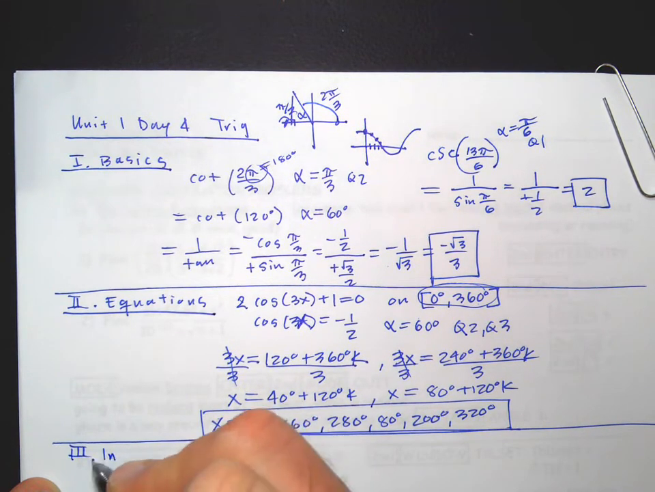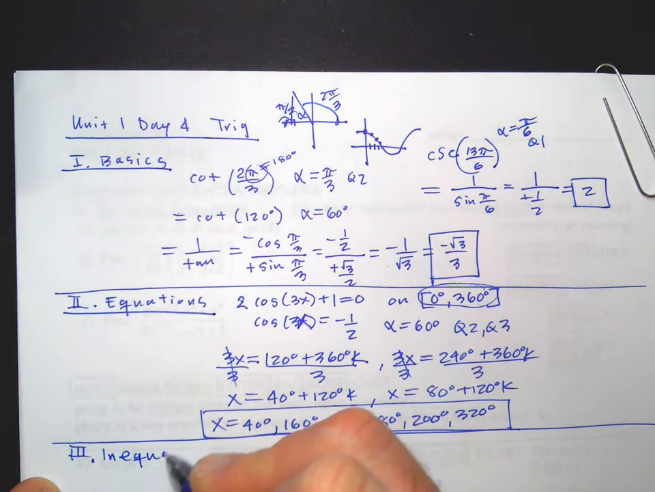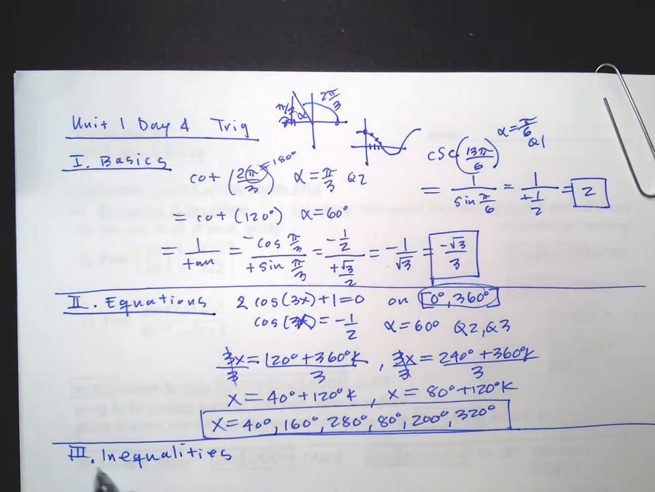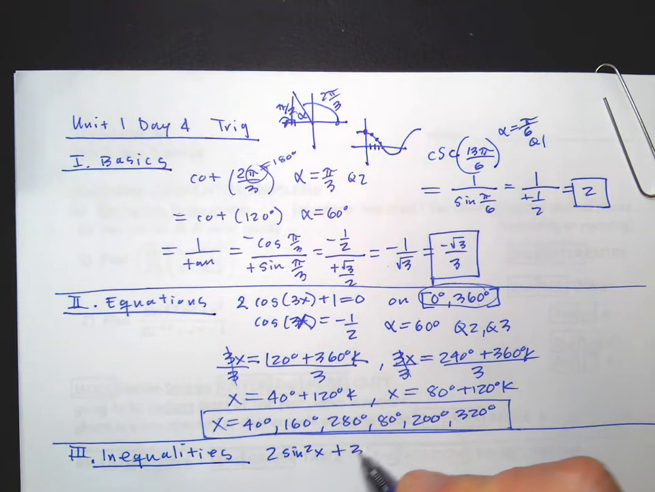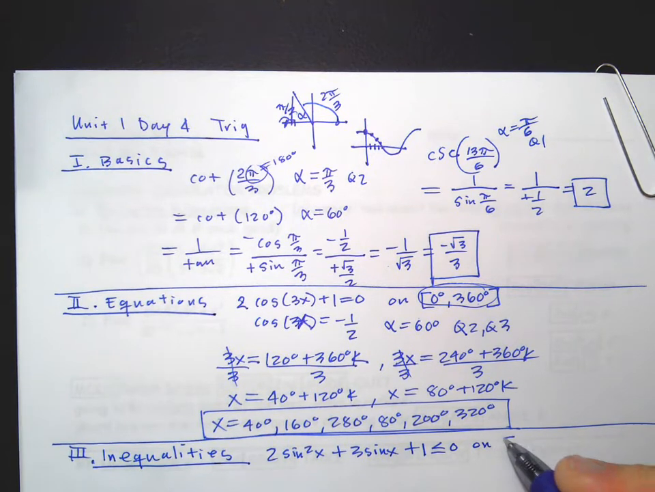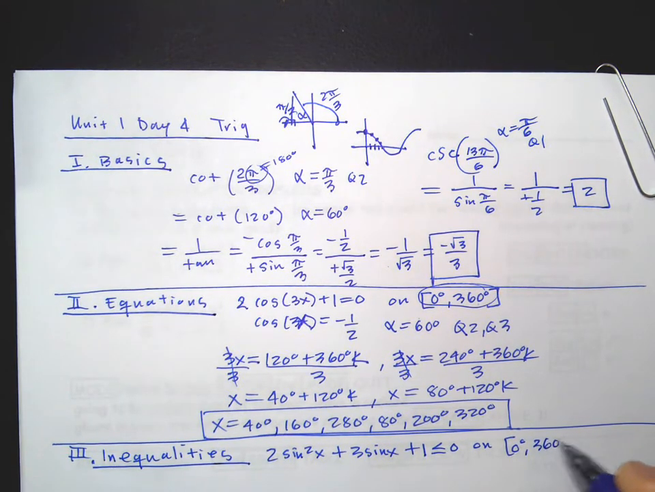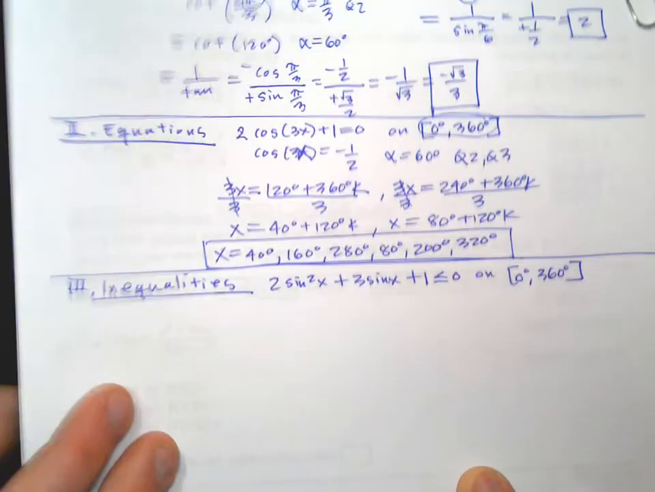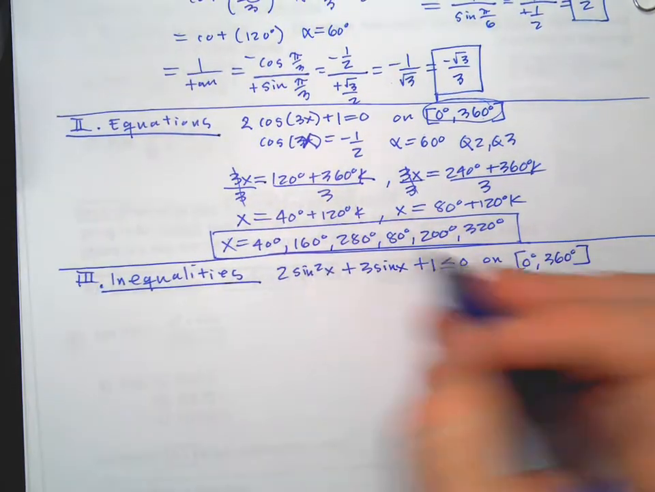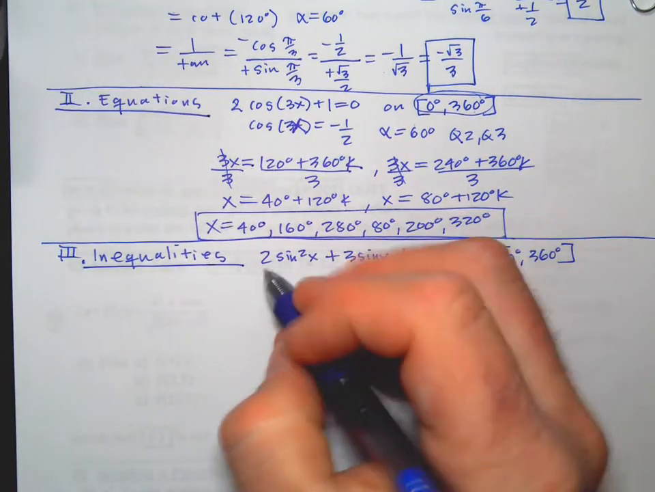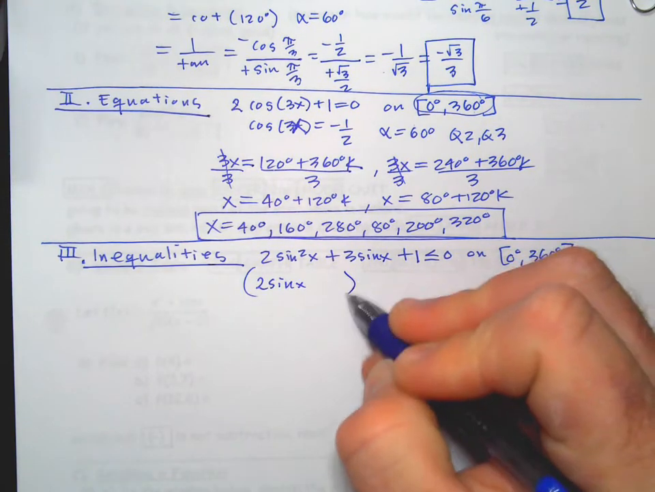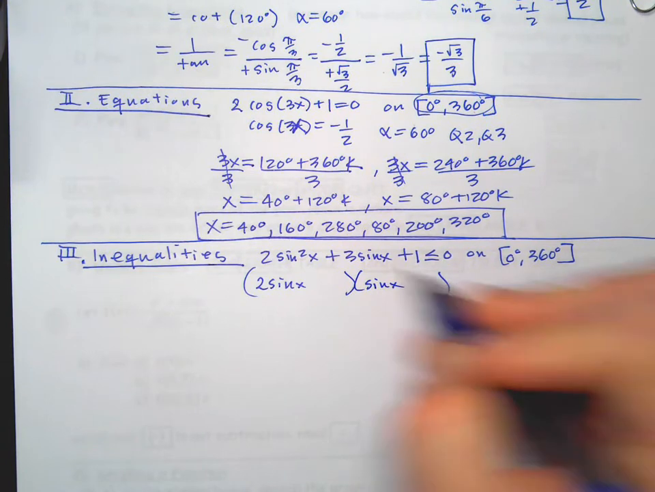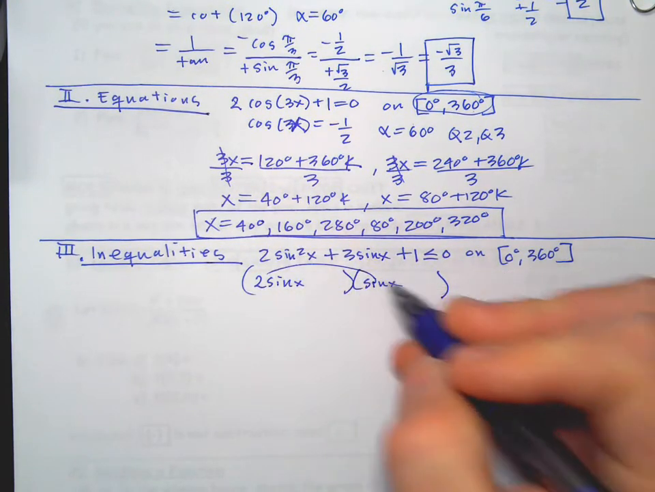Number 3, inequalities. So 2 sine squared x plus 3 sine x plus 1 less than or equal to 0 on 0 to 360. So you want to give everything on one side equals 0, which is already true. You want to factor it. This is kind of like a quadratic trinomial. So you're thinking like reverse FOIL. So what two things would multiply together to give you the first term? One's got to be 2 sine, one's got to be 1 sine.